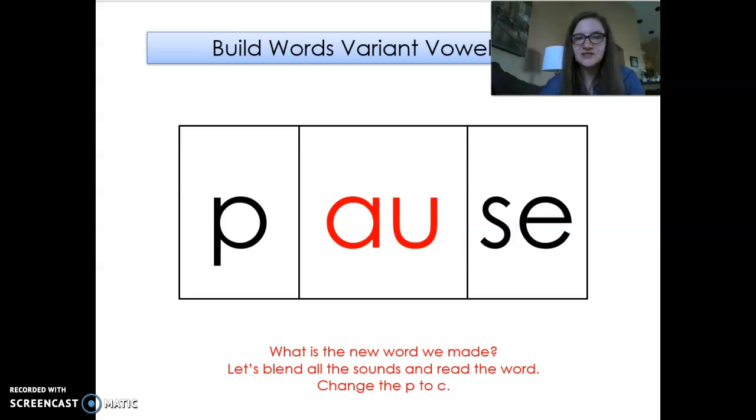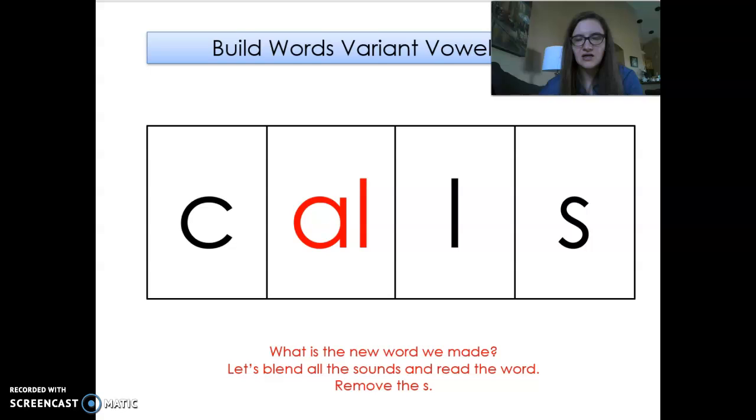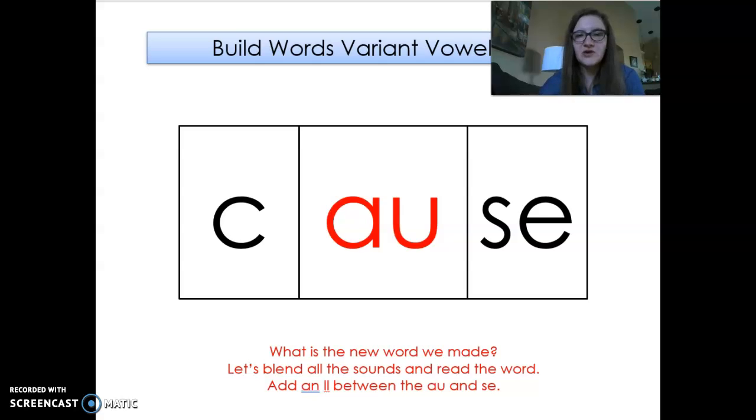Change the P to a C. What's the word? Cause. Add a double L after the ah. What's the word? Calls. Okay, so we added it to the spelling. Notice the spelling changed quite a bit. The U went away because an L is helping the A say ah. And we don't need the E anymore either.